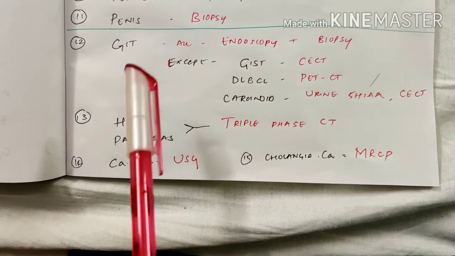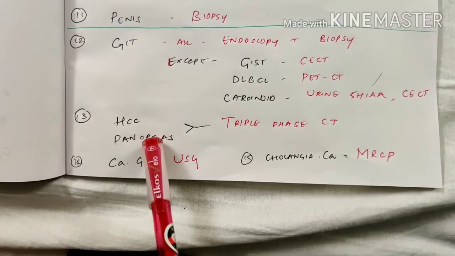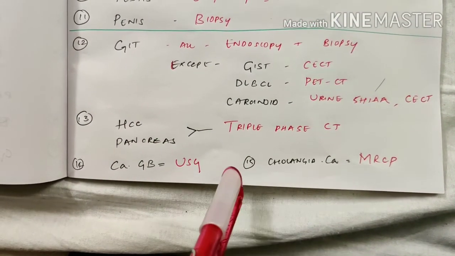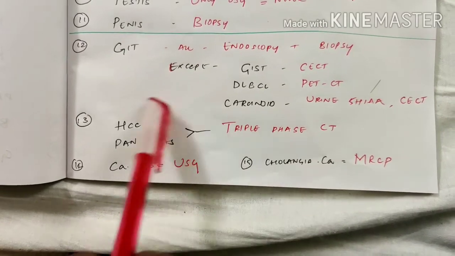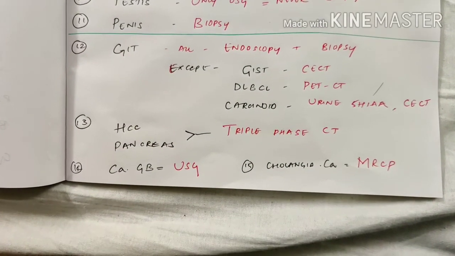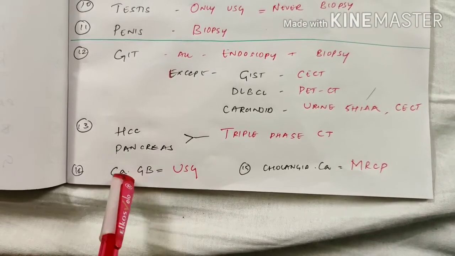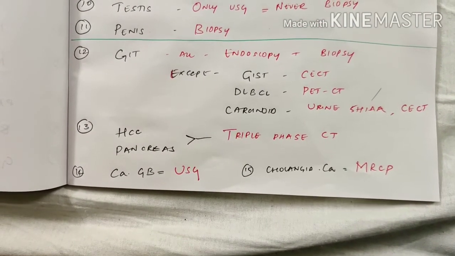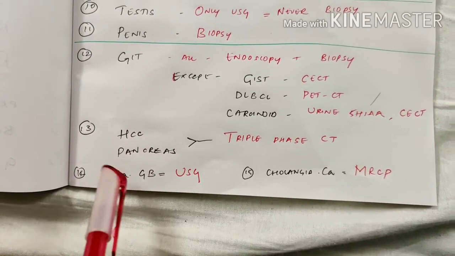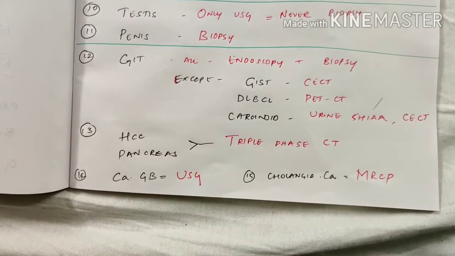And here comes HCC, pancreas, gallbladder, and bile duct. All these cancers need high level investigations, except carcinoma bladder. Carcinoma bladder, ultrasound is enough. Ultrasound is enough to identify the carcinoma bladder. So investigation of choice is ultrasound.